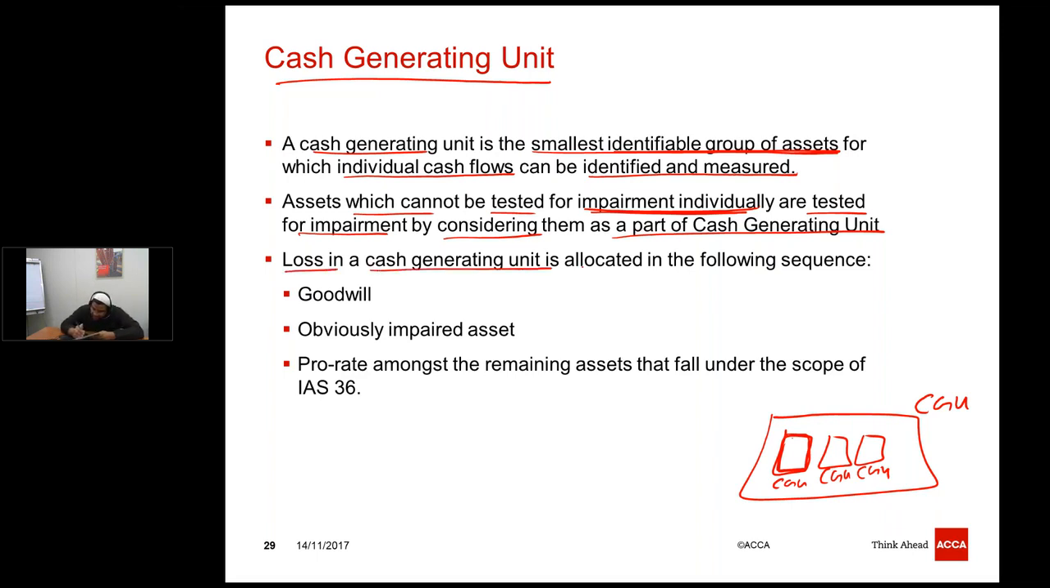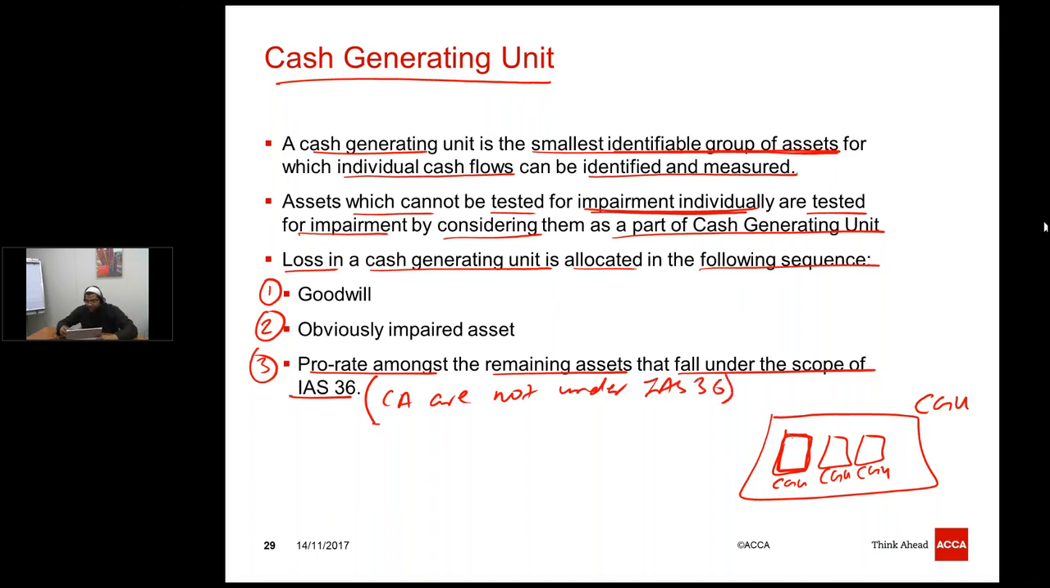And loss in a CGU is allocated in the following sequence. The loss is first recorded to goodwill, and then to the obviously impaired asset, and then we prorate amongst the remaining assets that fall under the scope of IAS 36. And normally current assets are not under IAS 36. So whenever we allocate the remaining loss, we allocate it to the non-current assets only. So first goodwill, then the obviously impaired asset, and then third, prorate amongst the remaining.